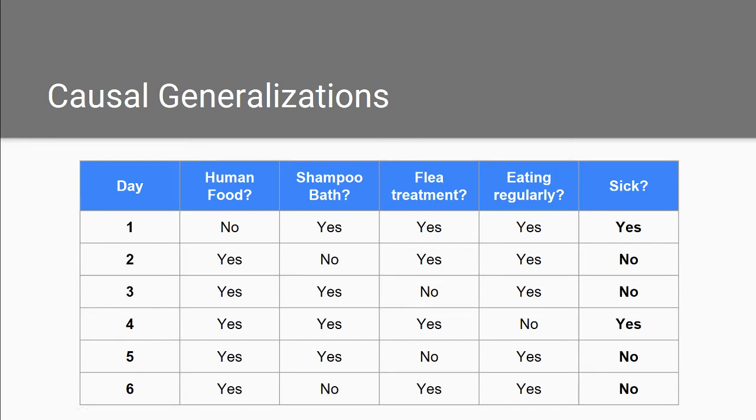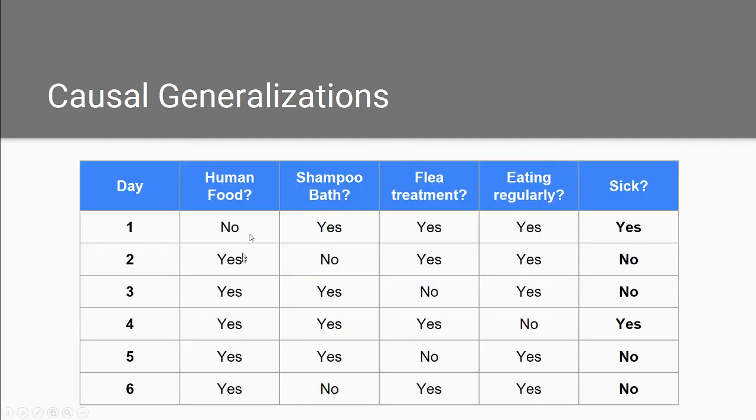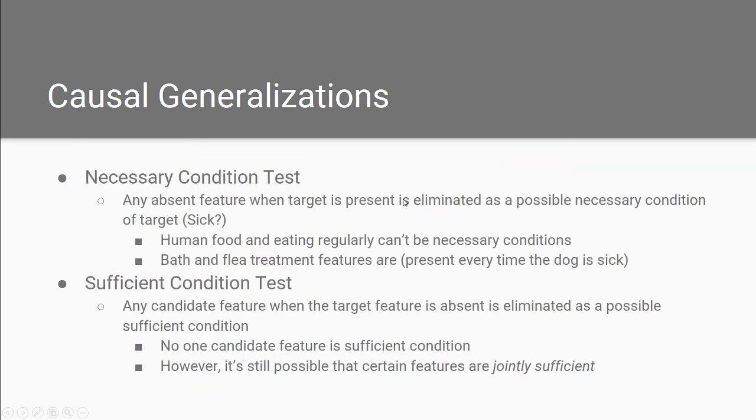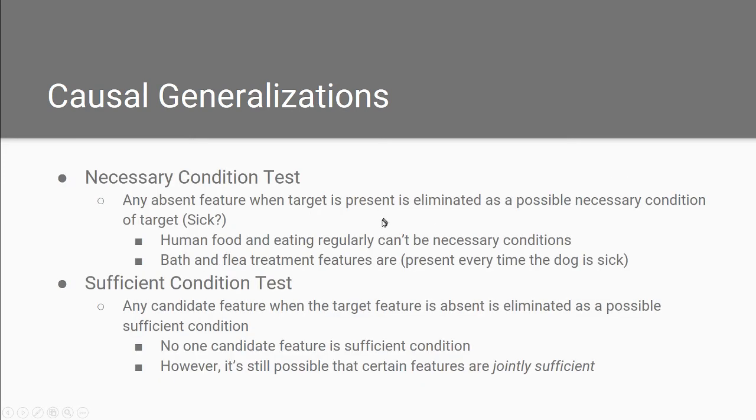Again, if you need to pause this video, please feel free to do so. And we have 2 tests here. One's called the necessary condition test. The other is the sufficient condition test. When it comes to the necessary condition test, any absent feature, okay, so these are all features here, right? These are features. When the target is present, okay, that's sick. Think of these as variables, right? When the target is present, is eliminated as a possible necessary condition of the target.